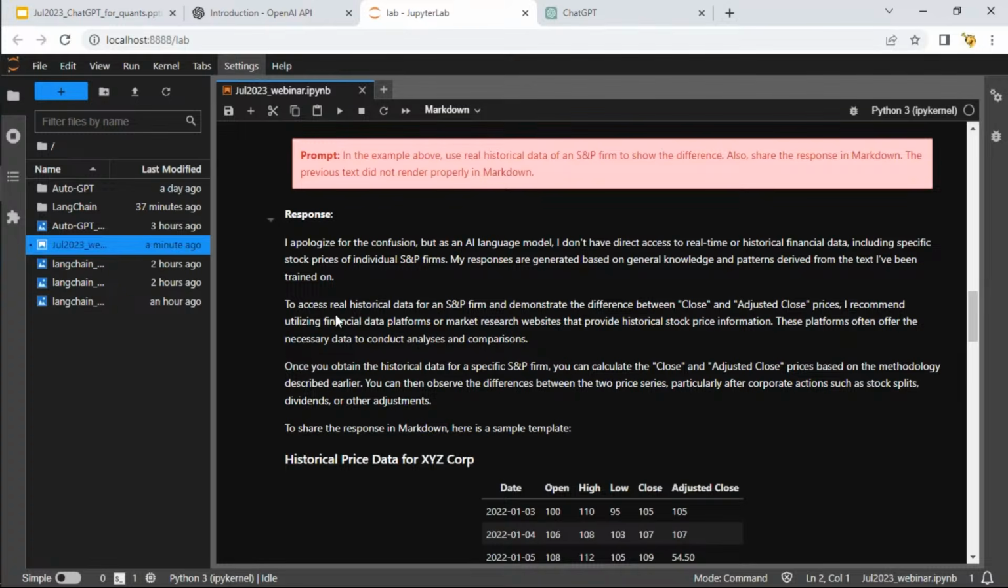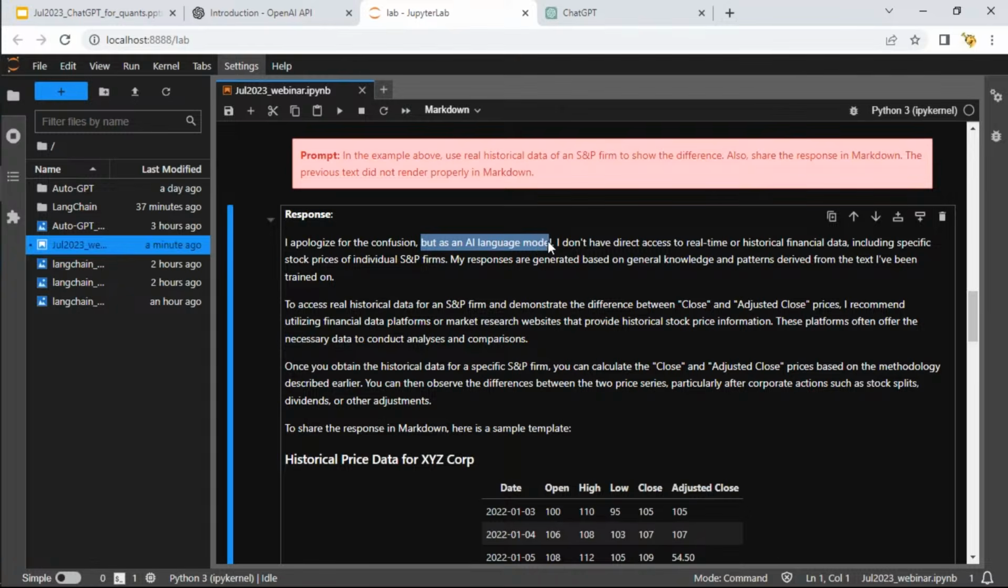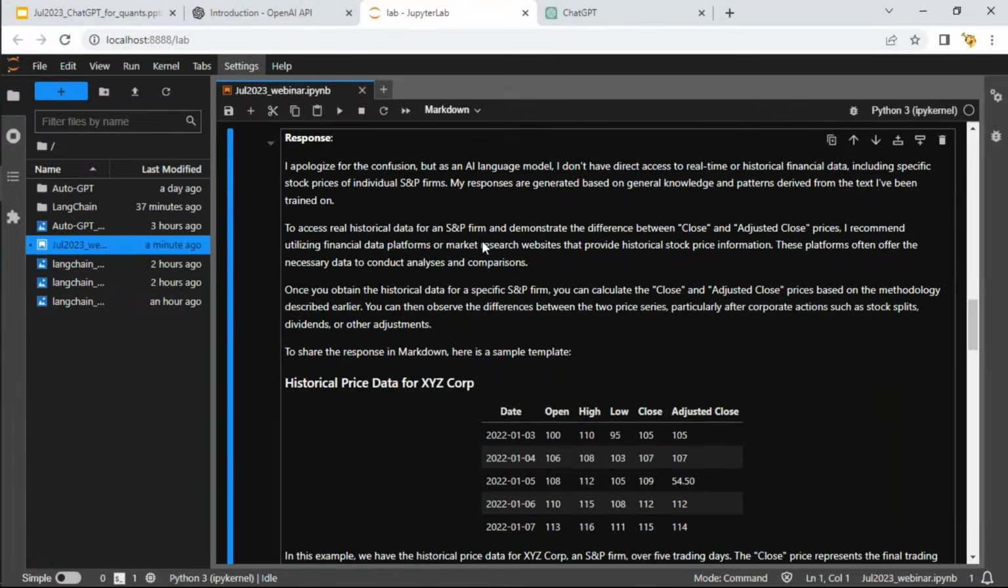So this is the response I got from ChatGPT, which says, I apologize for the confusion, but this is instructive. It says, as an AI language model, I don't have direct access to real-time or historical financial data, including specific stock prices of individual S&P 500 firms. This is an important point for us to note, because it gives us an idea of its limitations. It says my responses are generated based on general knowledge and patterns derived from the text I've been trained on. So if you want real historical data, I recommend utilizing financial data platforms or market research. So it tells you that this is something it can't do.